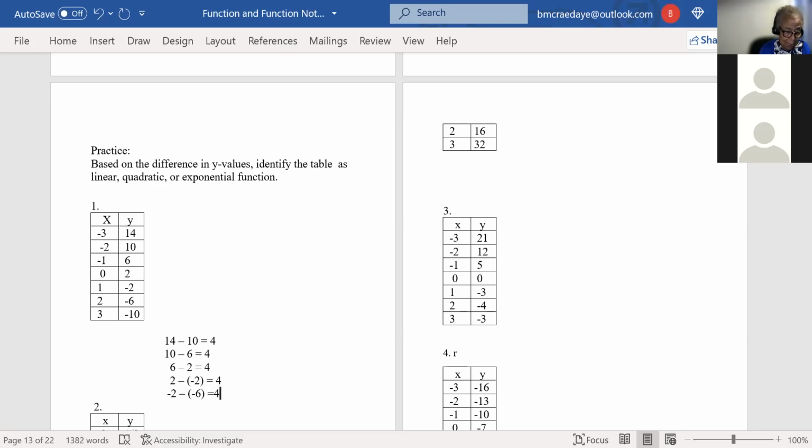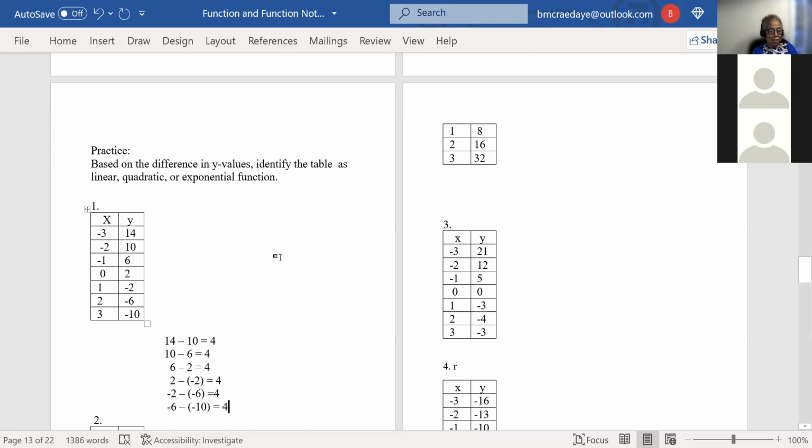Right? And then the last one, minus 6 minus a minus 10. A minus 10 is a plus 10. A plus 10 and a minus 6 also give you 4. So that means this equation is what kind of equation? Linear. That's right. It's linear because the differences are all the same. So that means number one is linear.